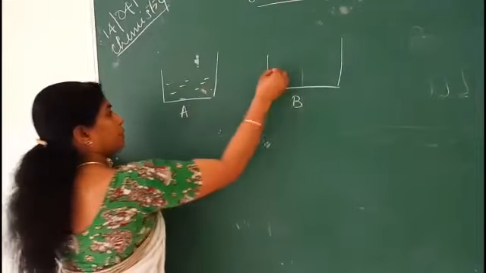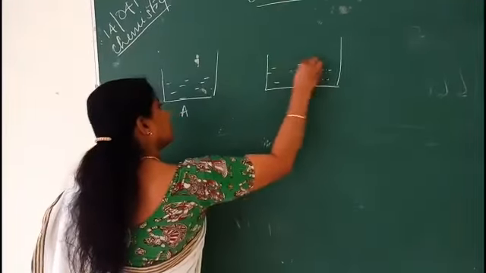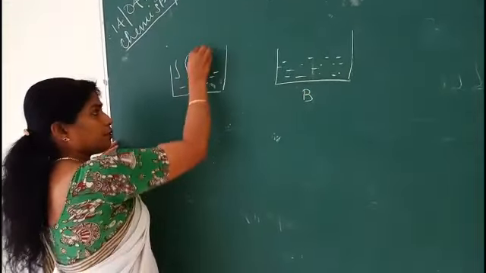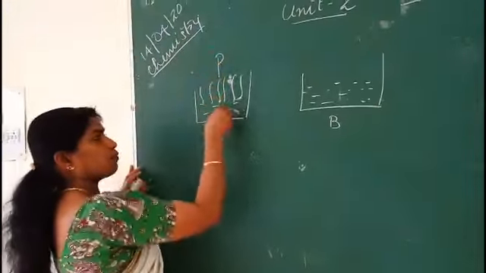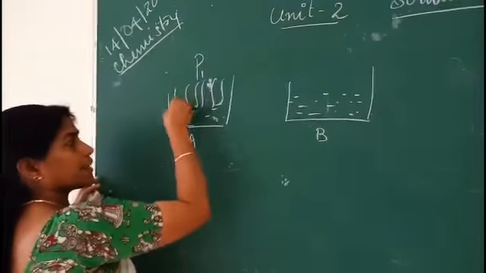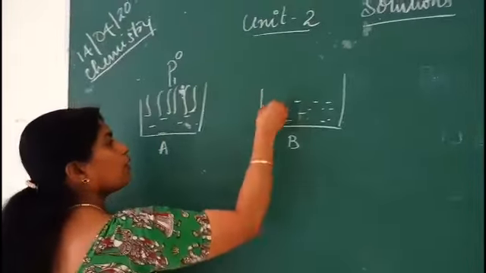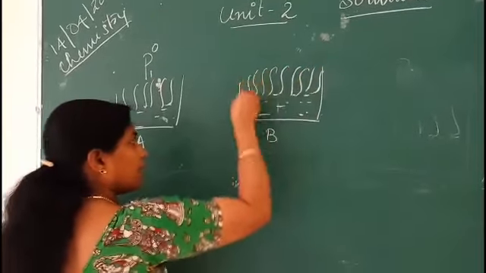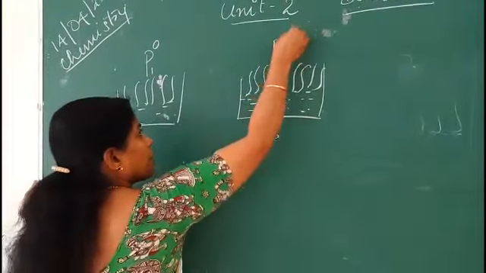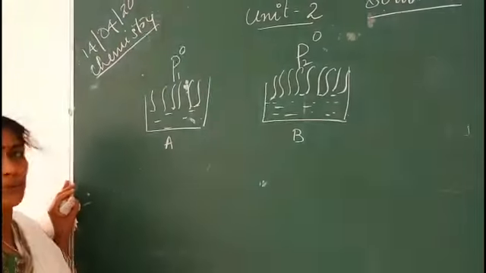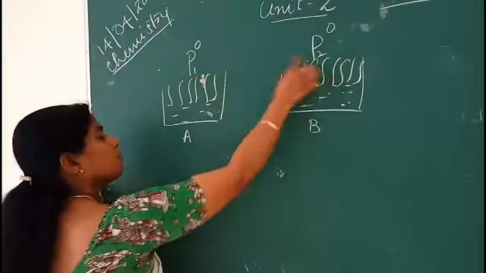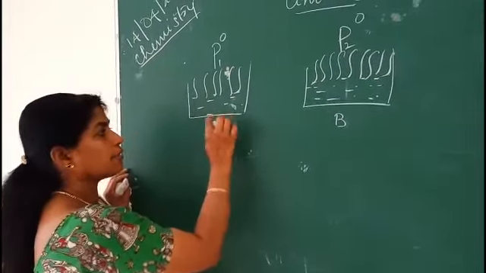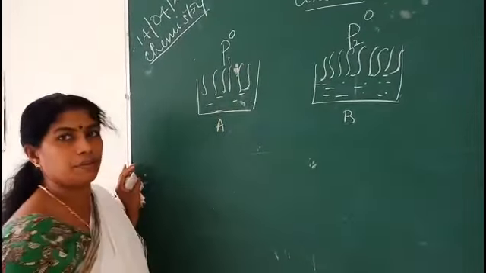These are pure liquids. This is A and this is B. Now there are vapors of A on the surface of A. The pressure exerted by this vapor is P1 naught, and on the surface of B there are vapors of B, then the pressure exerted by these vapors is P2 naught. That means P1 naught and P2 naught are the vapor pressures of the component liquids A and B respectively.